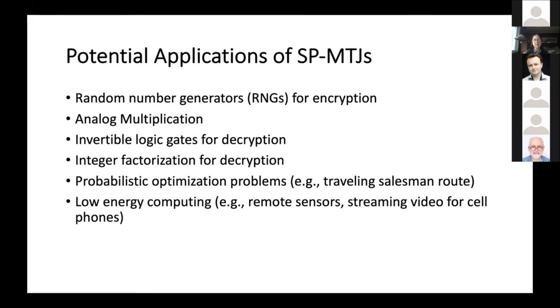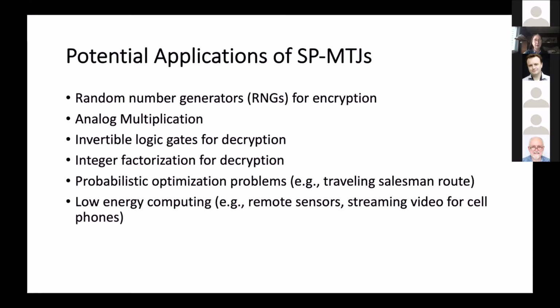You could do analog multiplication, which by itself, independent of CMOS, might not have tremendous advantages, but used together with CMOS could reduce the power consumption. This is something that spintronics would naturally do better. And then the different types of logic gates, either for decryption or for encryption. So there's a lot that can be done with these superparamagnetic MTJs. And then there's more complex problems that can be solved, again, using the hardware, not just software.